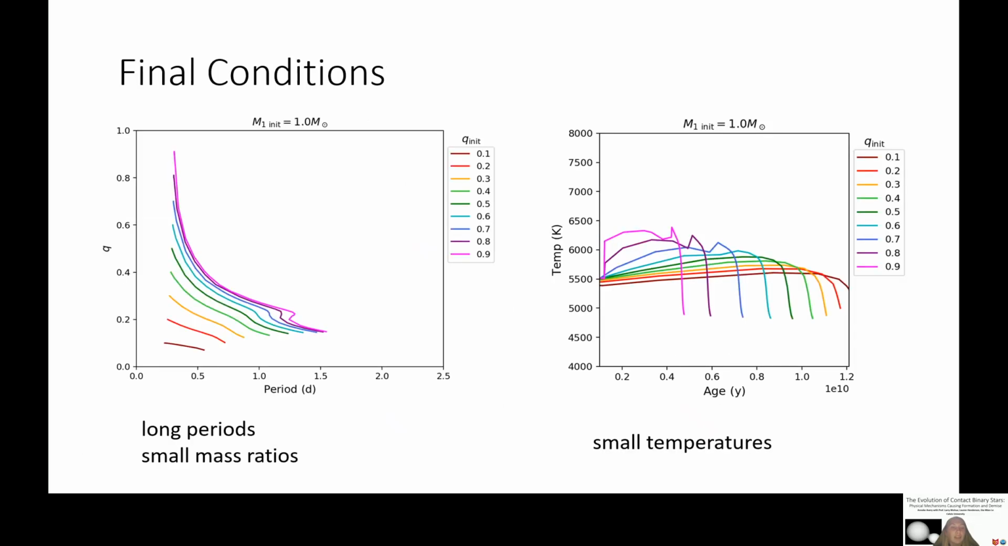These are the graphs of mass ratio versus period and temperature versus age for a primary star of 1 solar mass and a range of mass ratios. These graphs show some notable final conditions. We end up with a range of long periods, about 0.7 to 1.6 days, a narrow range of mass ratio, which is much smaller than the initial mass ratio, and small temperatures, which drop down to 5,000 right at the end.